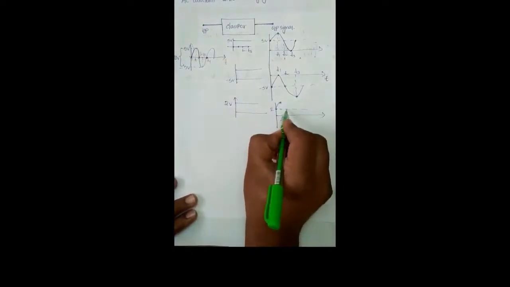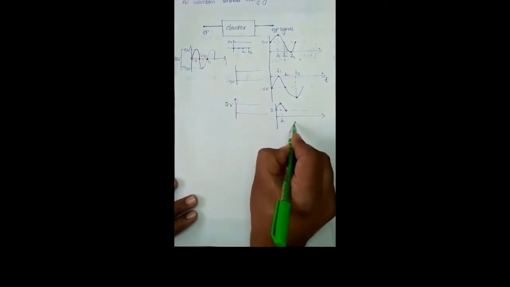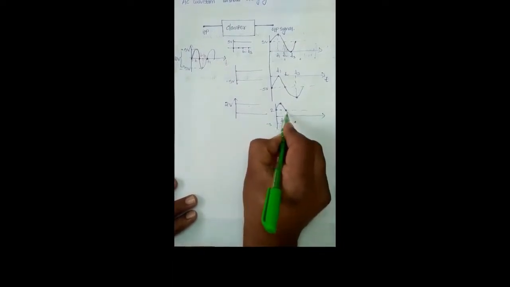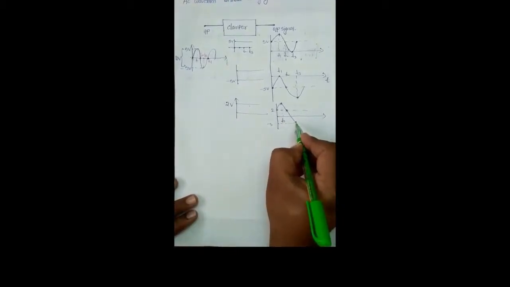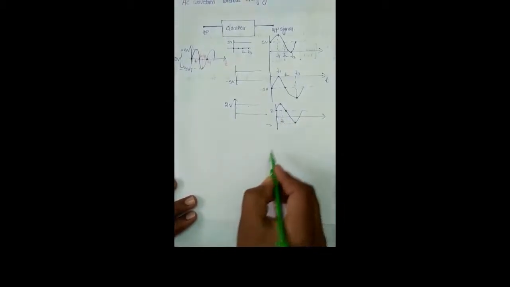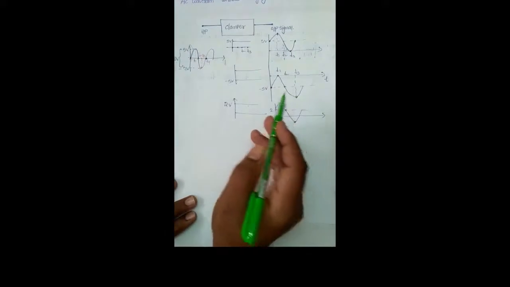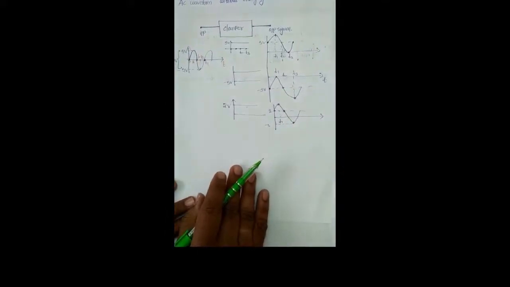We add these two. And at t equal to t2 instant, the input signal has 0 volts. Okay, 0 plus 2, we get 2 volts. And at t equal to t3, the input signal has minus 5 volts. Minus 5 plus 2, we get minus 3 volts. So here we get minus 3 volts. And here we get 2 volts. Okay, therefore with the help of the clamper circuit, the input signal can be shifted to either the positive side or the negative side. That circuit we call a clamper circuit.